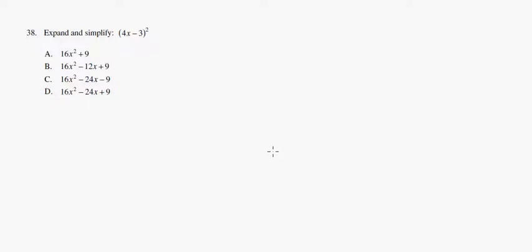Alright, question 38 for Practice Provincial B asks us to expand and simplify the following: 4x minus 3, all squared. Well, it'll help if I rewrite it as 4x minus 3 times 4x minus 3. Okay, and from here we can just sort of FOIL it out and work from there.